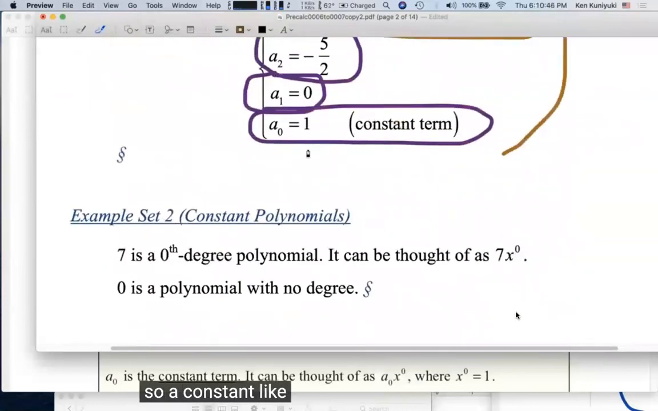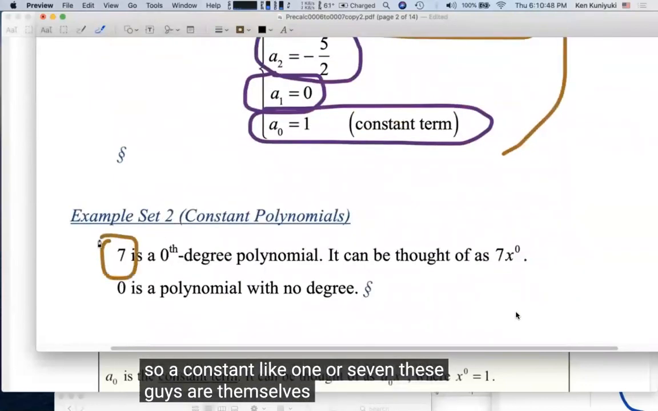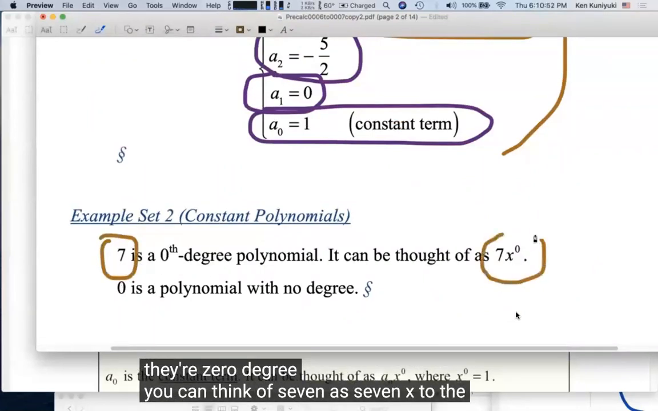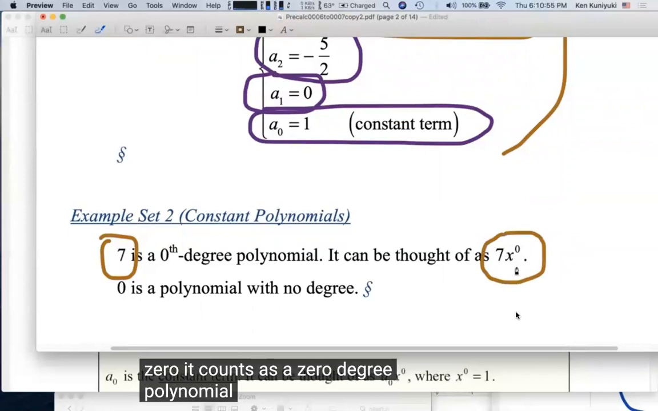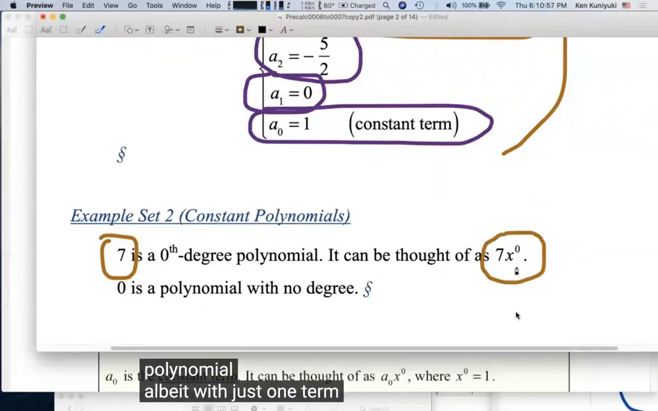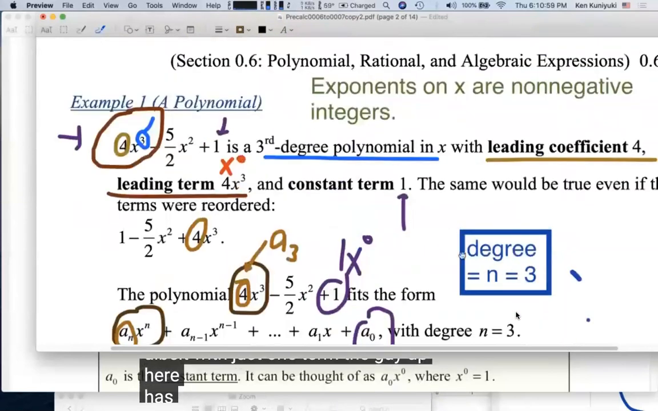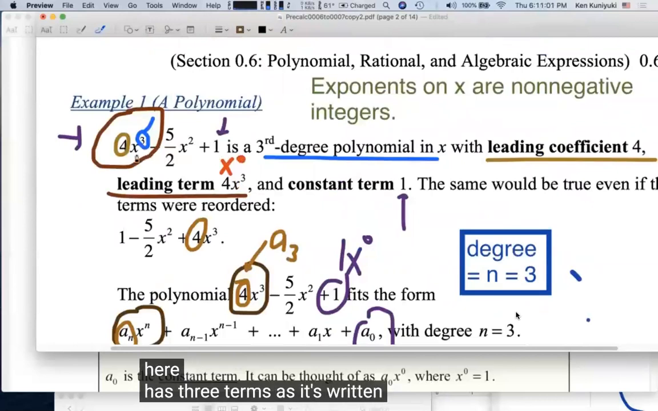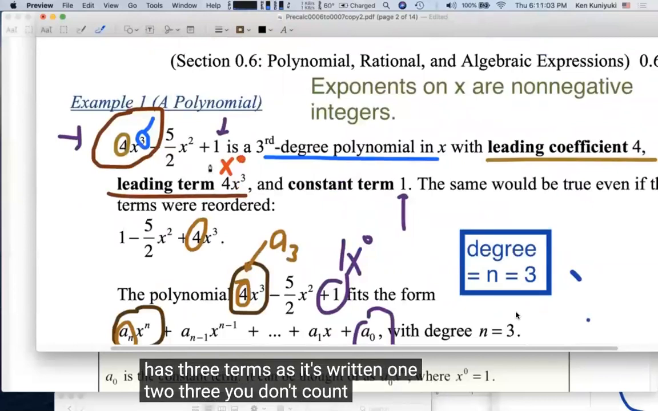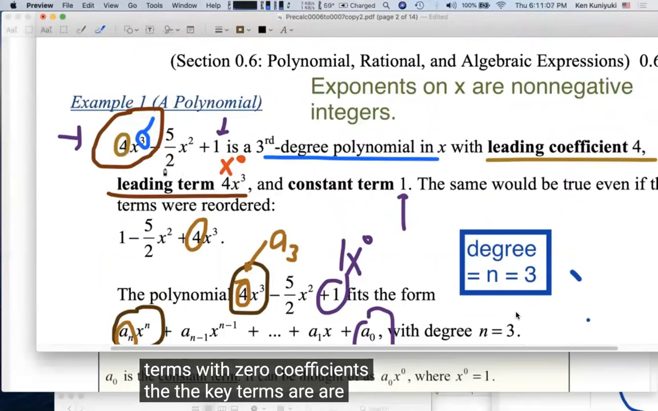So a constant like 1 or 7, these guys are themselves polynomials, but they're 0th degree. You can think of 7 as 7x to the 0. It counts as a 0th degree polynomial, albeit with just one term. The guy up here has 3 terms, as it's written: 1, 2, 3. You don't count the missing terms with 0 coefficients. The key terms are separated.